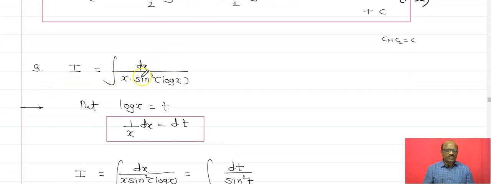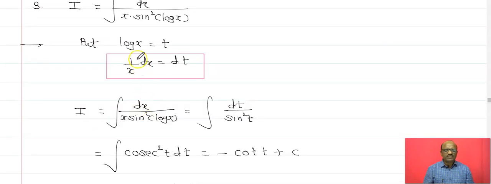I is equal to integral dx upon x sin square log x. Again if we observe, here is a log x and here is also 1 upon x. By observation we can understand what the proper substitution will be. Put log of x equals t. Therefore its derivative is 1 upon x into dx equals dt. That is, 1 upon x into dx equals dt.